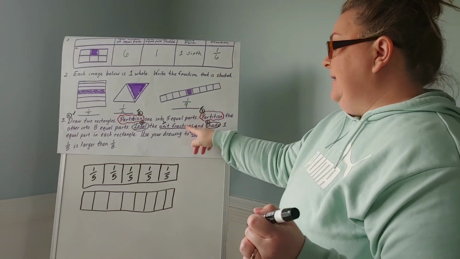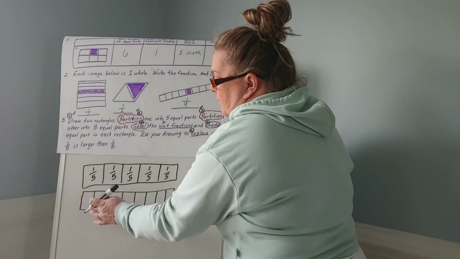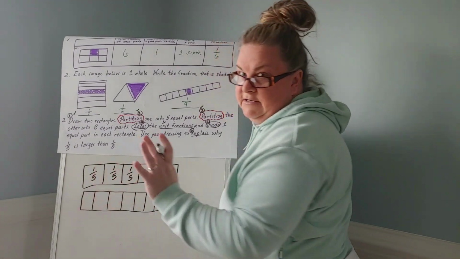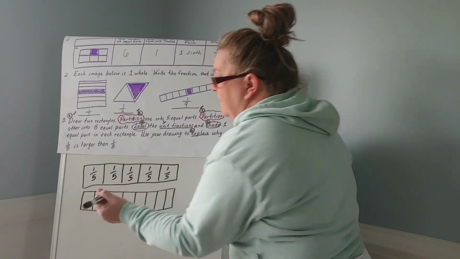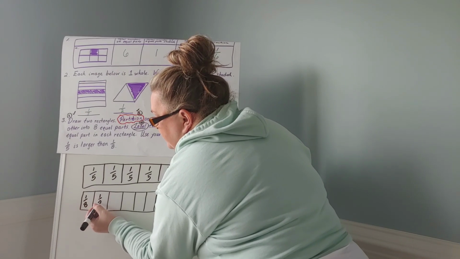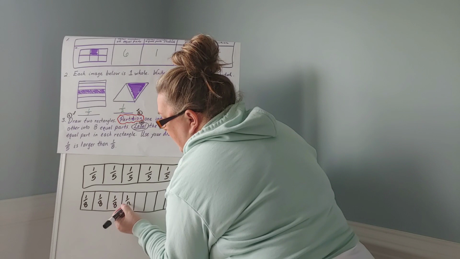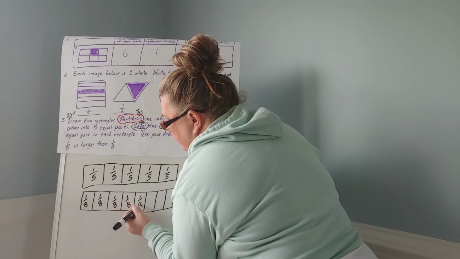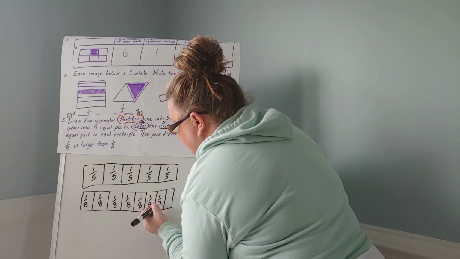Okay, and now we have to do the same thing for down here. So remember we broke this rectangle into 8 equal parts. Let me just double check and make sure. I like to check my work. 1, 2, 3, 4, 5, 6, 7, 8. So this piece would be 1/8 of the whole thing. I'm going to go ahead and label these because the directions tell me to label them. And I want to read the directions and follow the directions.